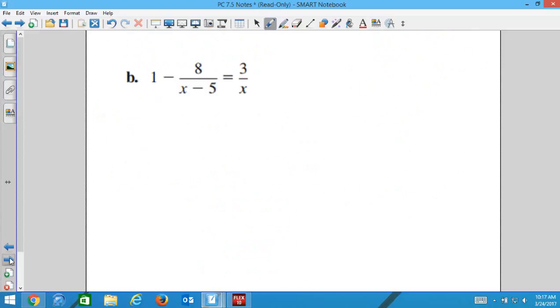Okay. So example B. The first thing we're going to do is find our LCD. And like I said, in homework, it is going to ask you to just find the LCD, and that's going to be separate questions. So you do need to know how to do that, even if you choose to solve it a different way.